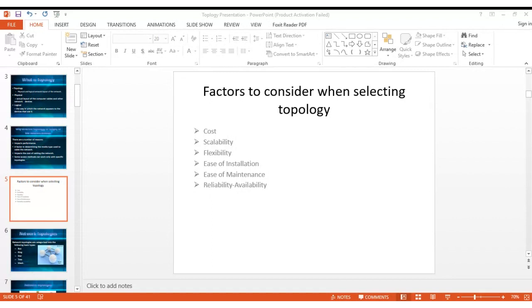Or the users can extend the network. For example, maybe the organization has grown. The organization was using 2 rooms, it is growing and wants to extend the network to 3 more rooms. So that topology should allow the addition of new nodes. And even if you add the devices, the performance of that network or topology should remain the same. That is what is called scalability.